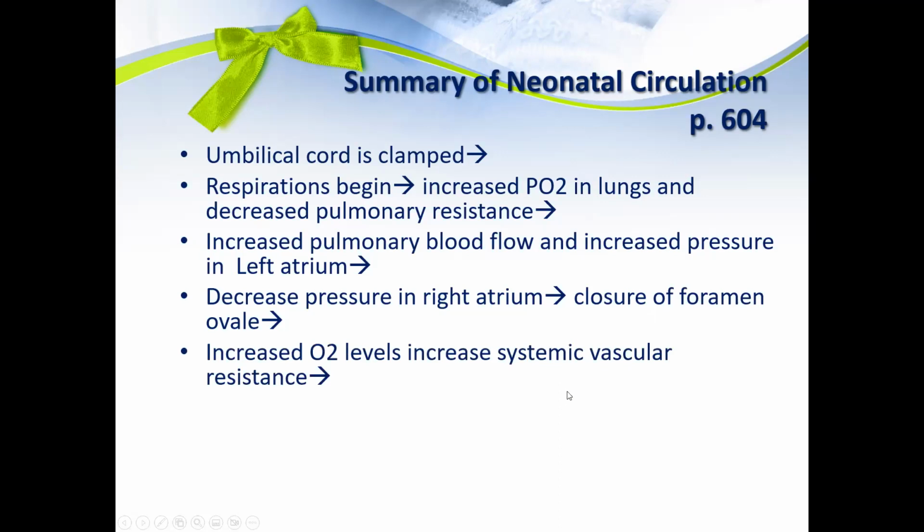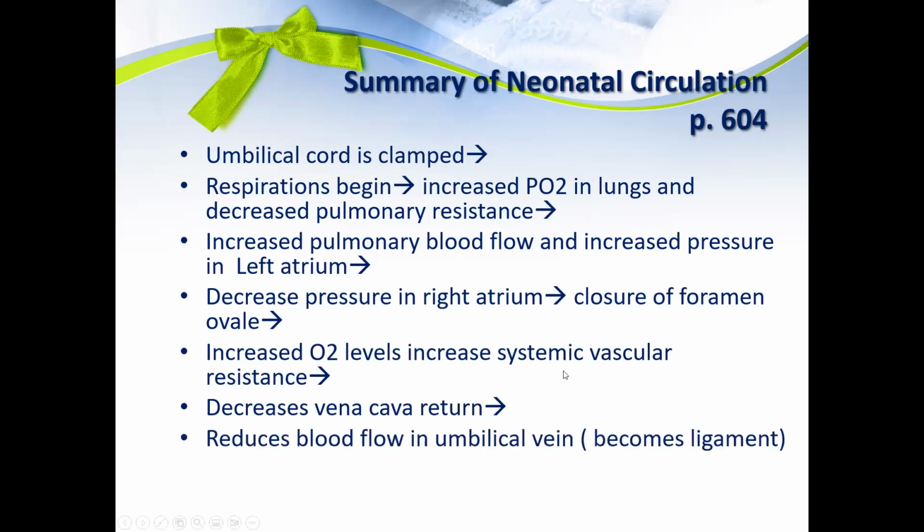Increased oxygen levels will increase systemic vascular resistance. We'll see a decrease in the vena cava return. This reduces blood flow in that umbilical vein and makes it become a ligament. The ductus venosus will close.